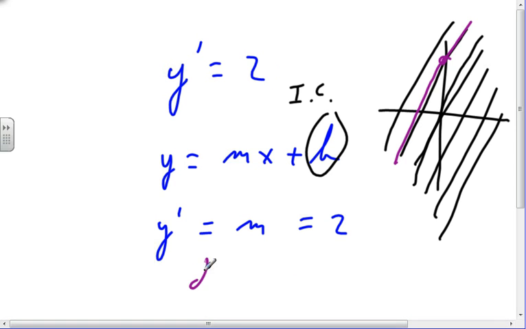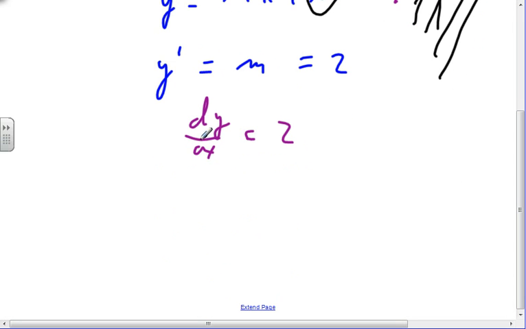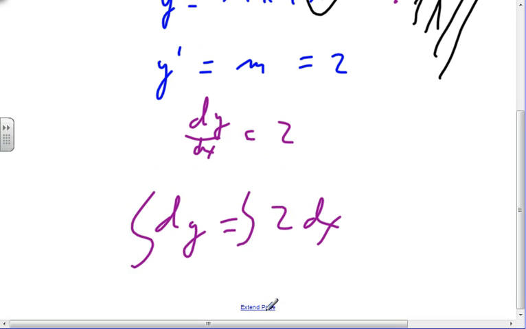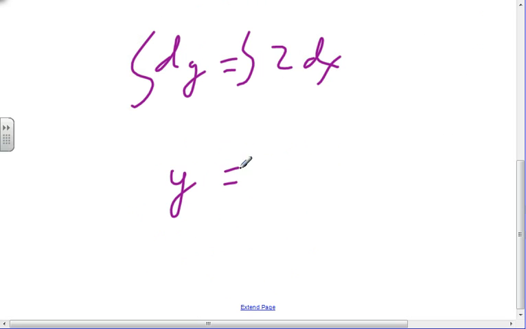And I could say dy dx is 2 if I don't run out of room. And so dy is equal to 2 dx. I can integrate both sides of the equation, and I end up with y is equal to mx plus b. Right? Some constant of integration thrown in. But that's the same thing. Y is equal to mx plus b.